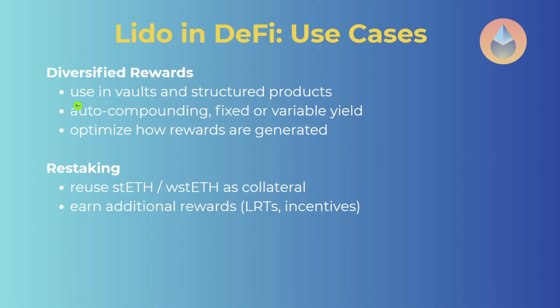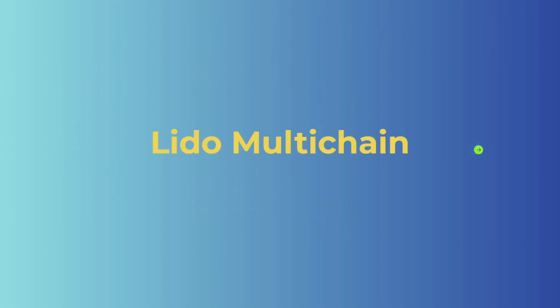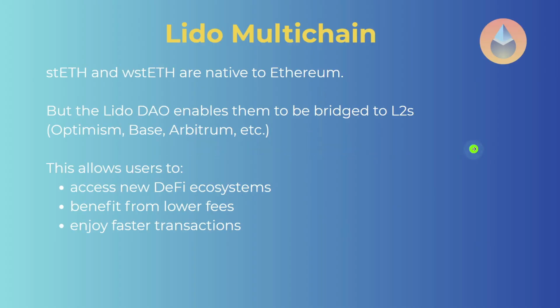Diversified rewards. You can use it in vaults and structured products with auto compounding, fixed or variable yield, and you can optimize how rewards are generated. Restaking. You can reuse stETH or wrapped stETH as collateral, earn additional rewards, LRTs or incentives.